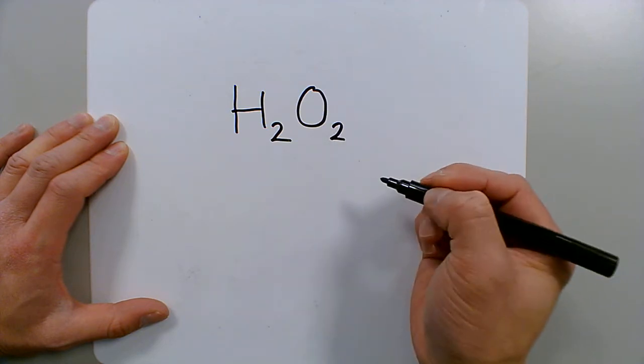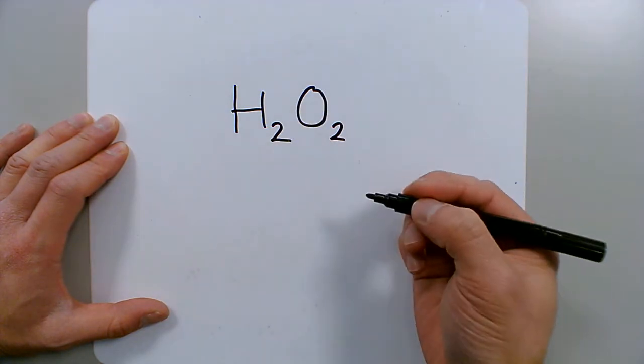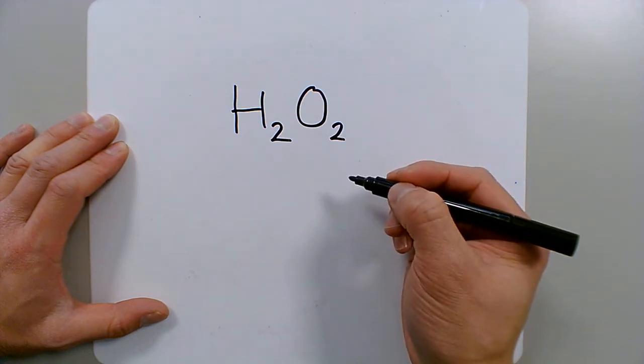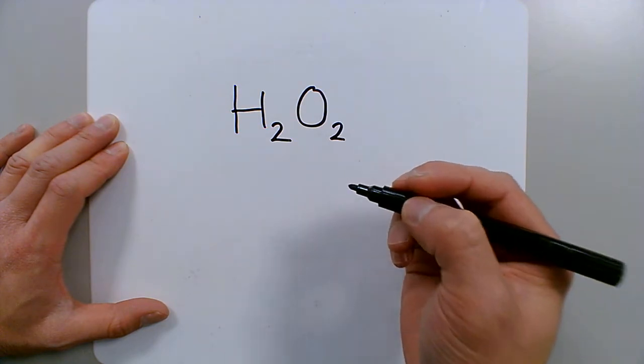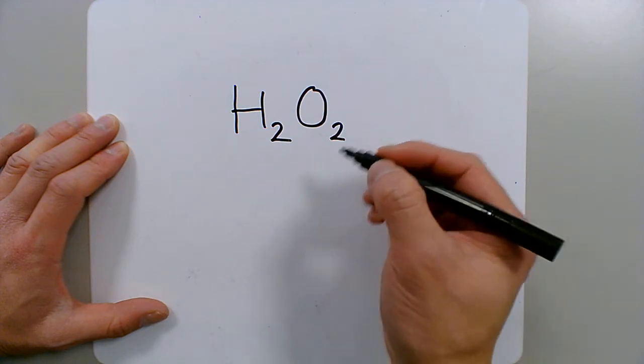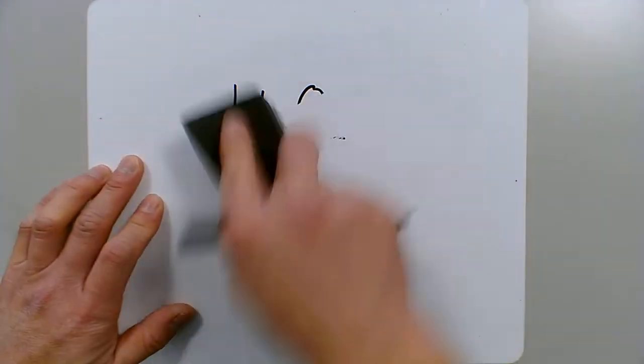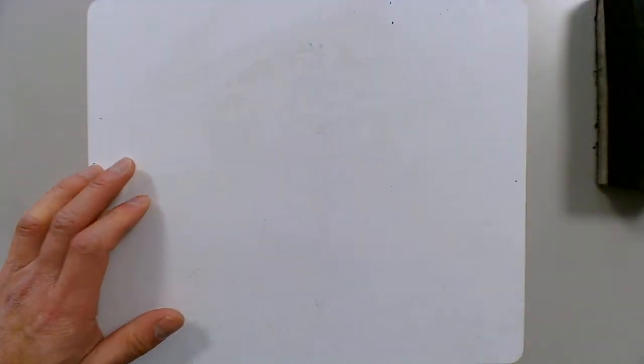As soon as we do that, that becomes a different substance. This is no longer water, and it is hydrogen peroxide. So we can only change the big number at the front and not the small number. Let's give you an example.